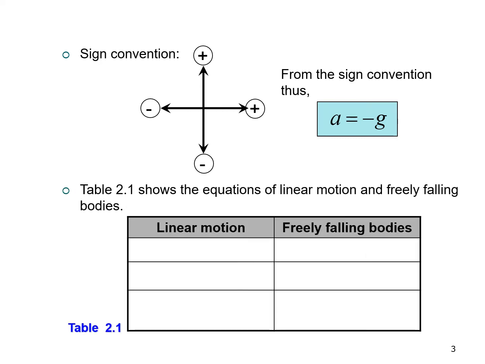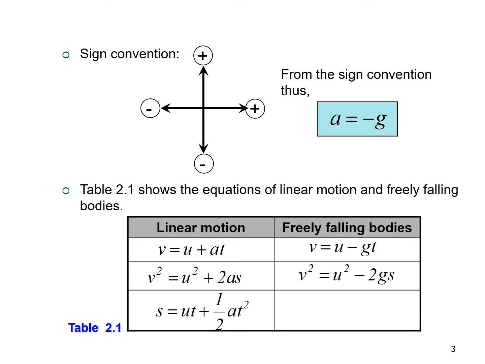So previously we have the equations of linear motion. What you can do is replace the value of a with negative g and then rewrite the equations. So we will end up with this final table, where we modify a, replacing it with g.